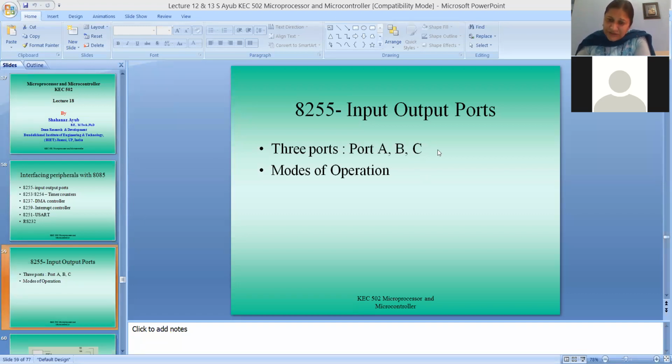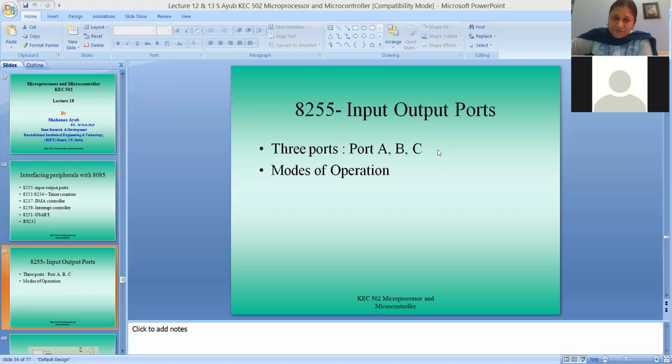But port C is divided into 2 parts: port C lower, which is 4 bits, and port C upper, which is 4 bits. These 4 bits can be defined as input or output. So half of port C can be defined as input and half of port C can be defined as output. Port C lower part, that is PC0, PC1, PC2, PC3 pins, forms one group, and PC4, PC5, PC6, PC7 forms another group.